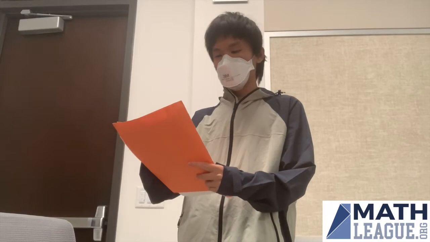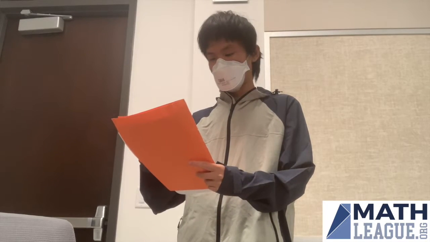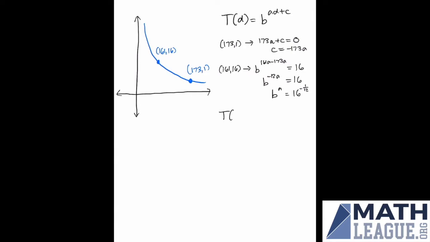Well, it looks like I ran out of data points I could use, but I wonder if that might be enough to actually model a function. Let's see if I can work with what I have here. I now have t of d is equal to b to the power of ad minus 173a. Lots of variables. But wait, that's a times the quantity d minus 173.